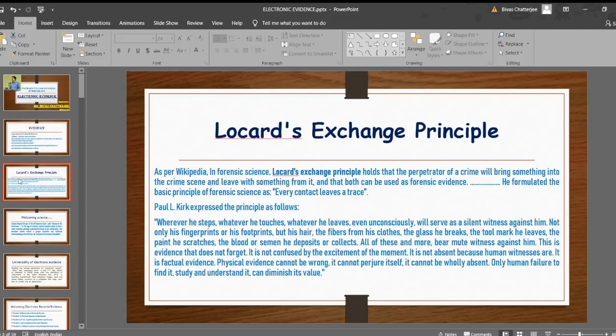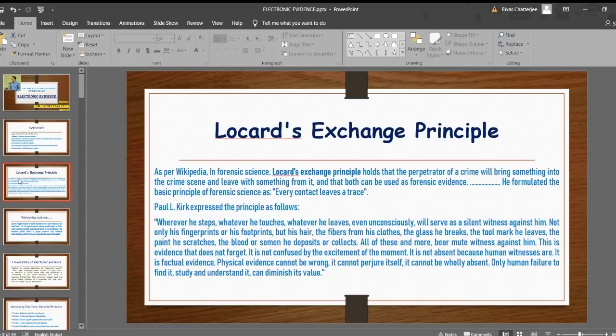It is factual evidence. Physical evidence cannot be wrong. It cannot perjure itself. It cannot be wholly absent. Only human failure to find it, study and understand it can diminish its value. What an interesting proposition has been propounded here, previously by Mr. Edmond Locard, and then by Mr. Kirk.